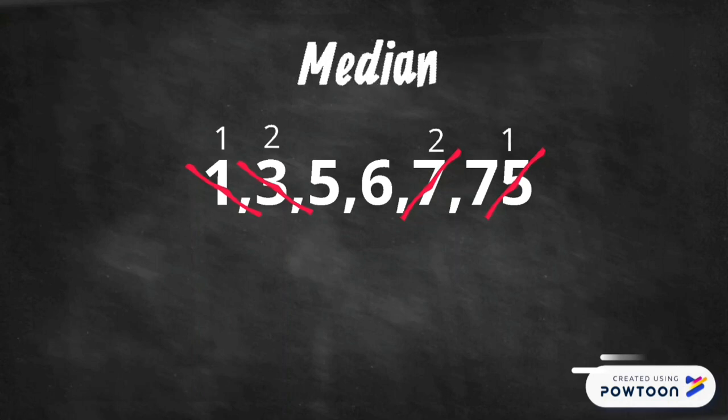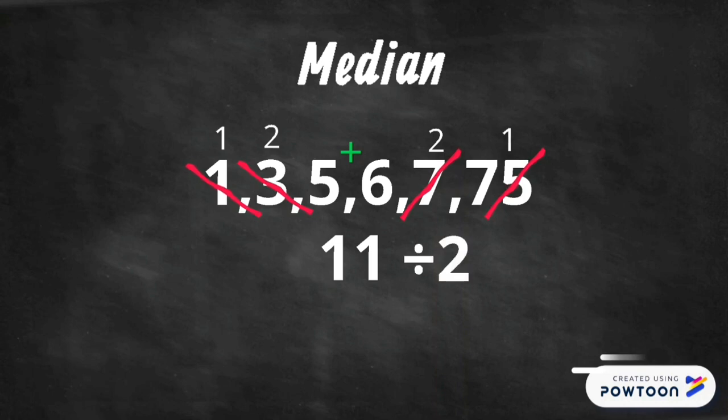No, not at all. What we do is that we add 5 and 6 together and we get 11. And then we divide by 2 because we have to find the middle number. So we divide by 2 and we get 5.5. And that's our median. Simple.